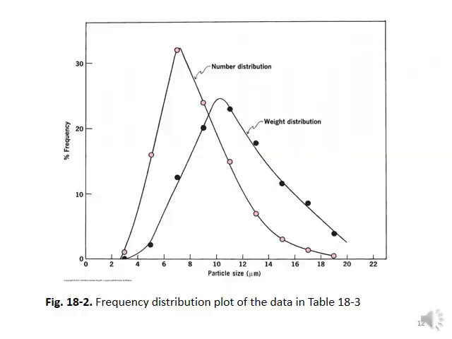This figure shows that the percent frequency size distribution calculated as number and as weight are totally different. For example, the mode in case of number distribution is approximately 6 microns, while the diameter obtained from weight distribution is approximately 10 microns.